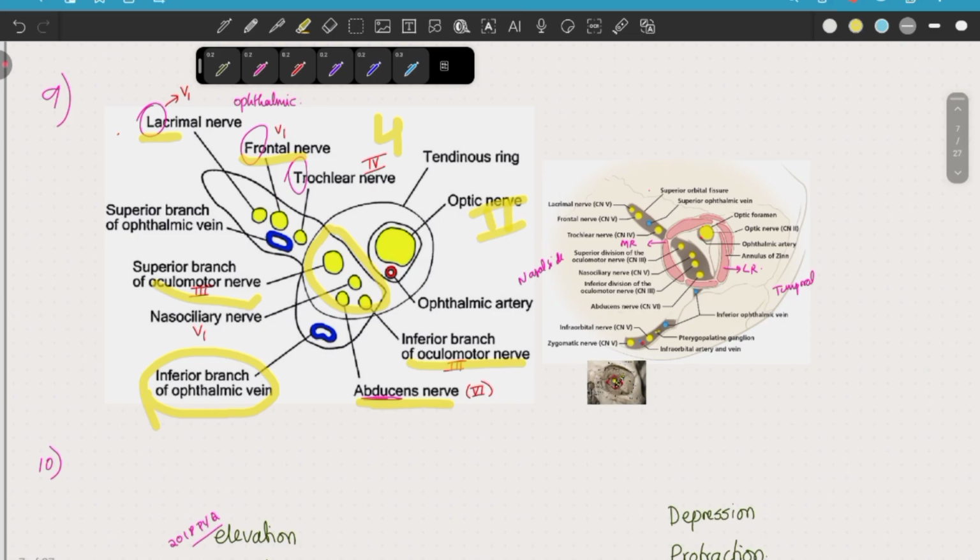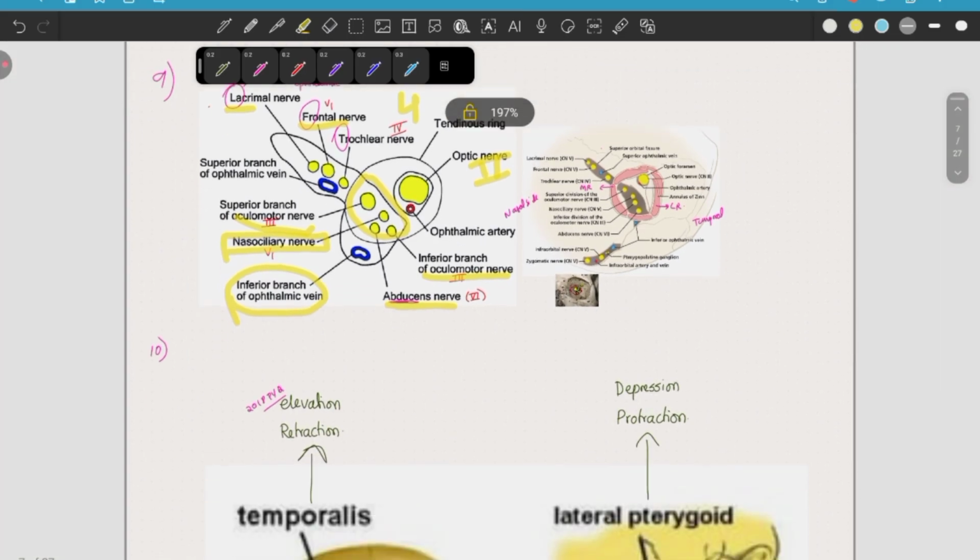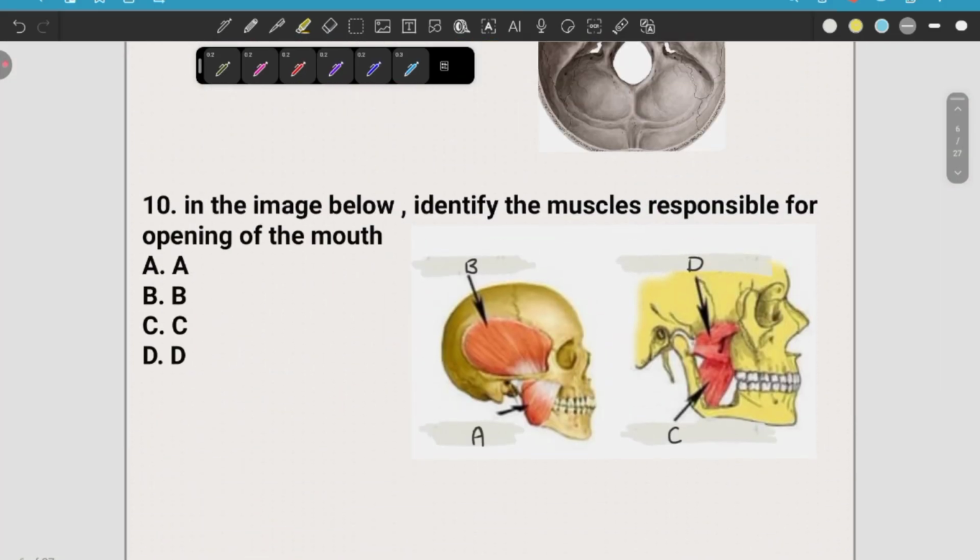And we need the ophthalmic nerve also to come here, right? So the ophthalmic nerve gives the branches lacrimal nerve and frontal nerve, and also there is the nasociliary nerve that comes in the middle part of the tendinous ring, that is the nasociliary nerve. Okay.